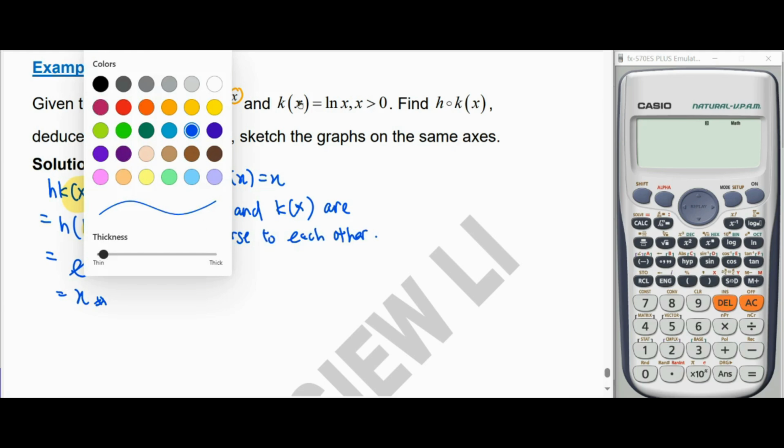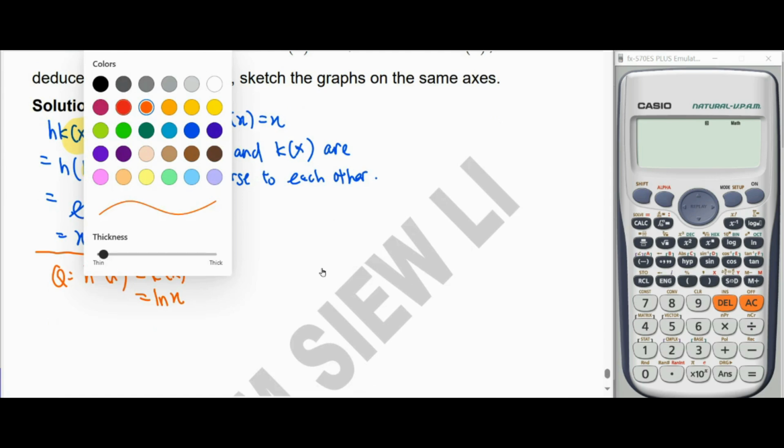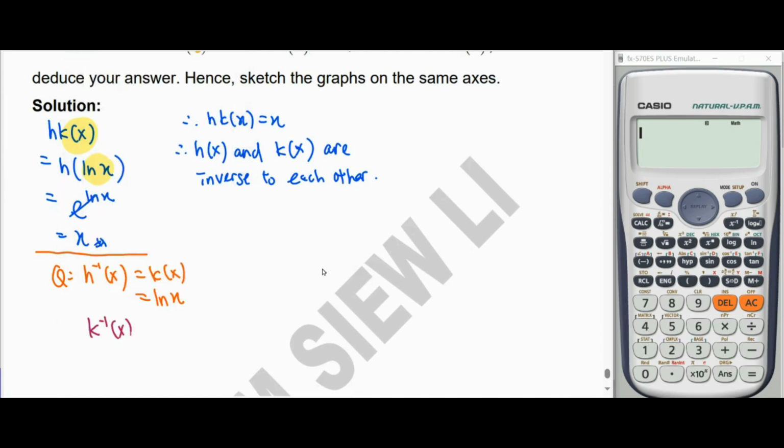Then from here, we can add on some extra questions, where the question might ask, what is your h inverse? So we know that the composite we get is x. So this brings that they have a special relationship. They are inverse to each other. So if you want to find h inverse, we cannot recalculate the whole operation. From this relationship, we know that h inverse will be equal to k(x), which is ln x. So either they can ask us what is your h inverse, or they can also ask us how about your k inverse. The function k inverse, of course, will be equal to our h(x), which is exponential.